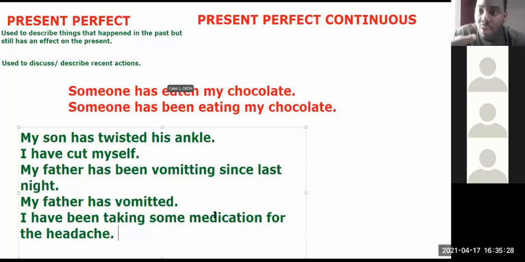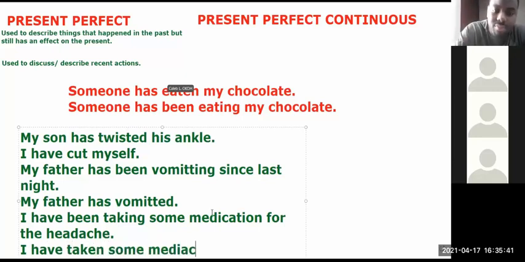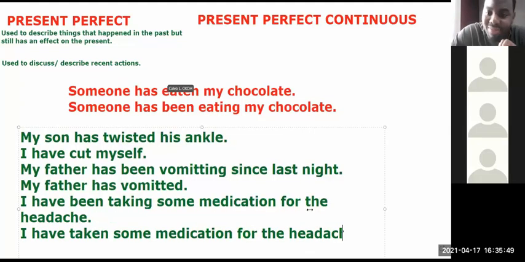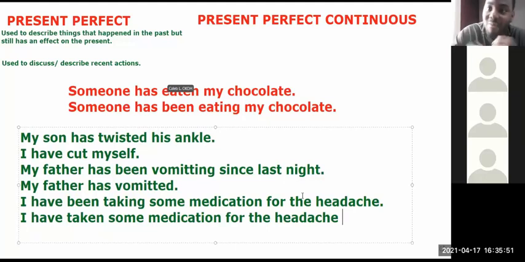I have been taking some pills. That means I'm still taking the pills. I started in the past and I'm still taking it, okay? If someone tells you, I have taken some medication for the headache, it basically means what? I took one medication for the headache and that's it. I've not taken any other. I have been taking is continuous. I have taken is once in the past. Why? Because the ed key is still there.